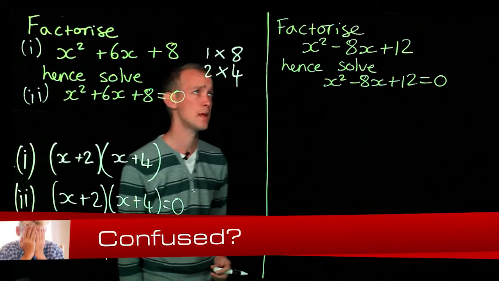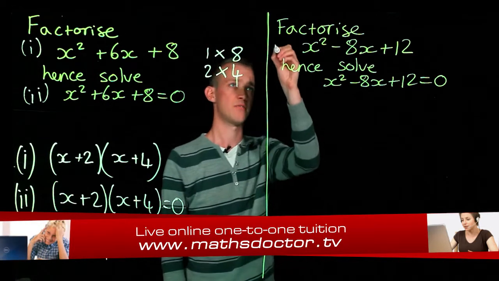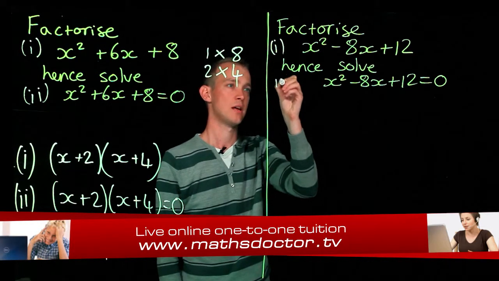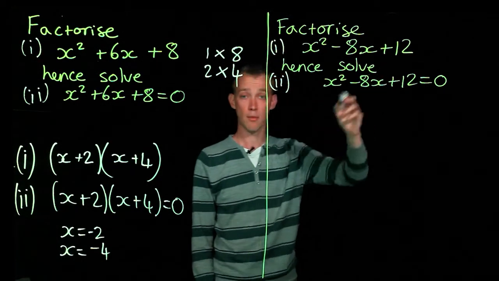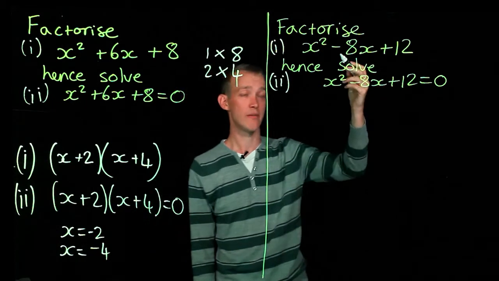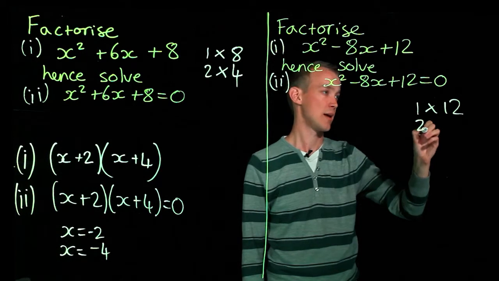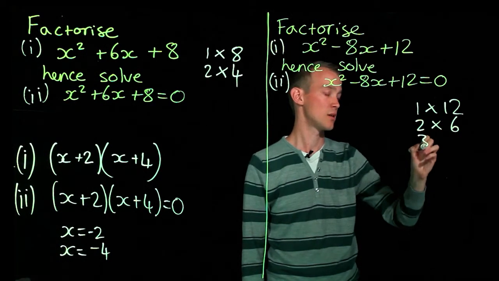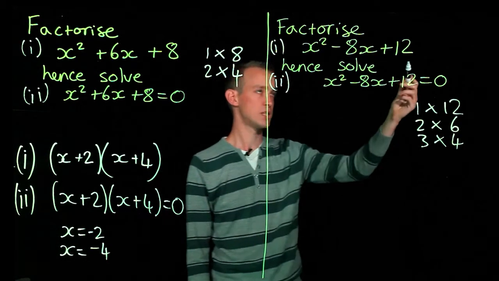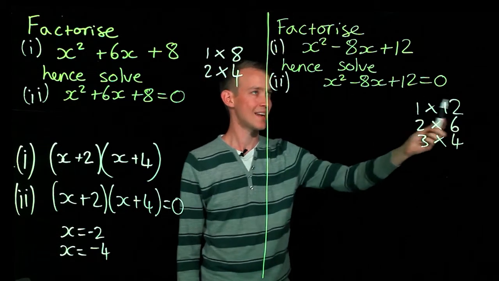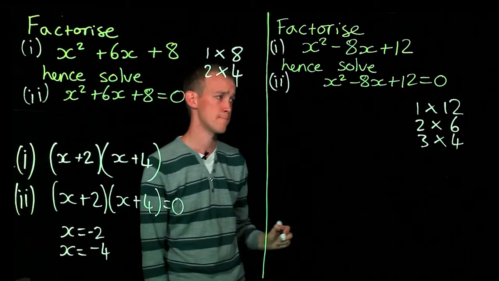Let's have a go at another one. Factorise x squared minus 8x plus 12 is my first question, and then solve it is my second question. Okay, so I'm trying to find two numbers that multiply together to make 12, but they've got to add together to make minus 8. Let's write out the numbers that times together to make 12. 2 times 6, 3 times 4. Okay, well these times together to make positive 12, but none of these numbers add together to make a negative 8. So we'll need to look at some negative numbers here.